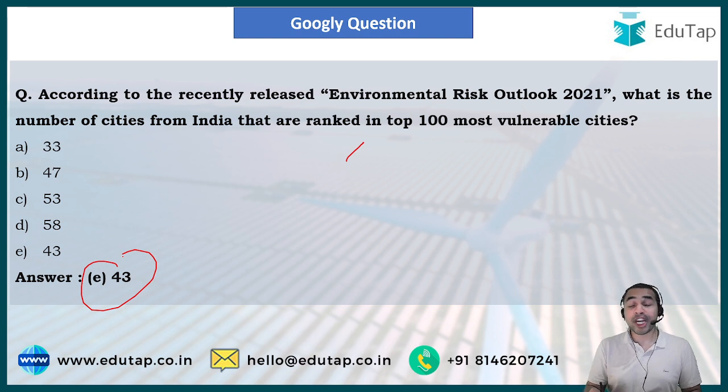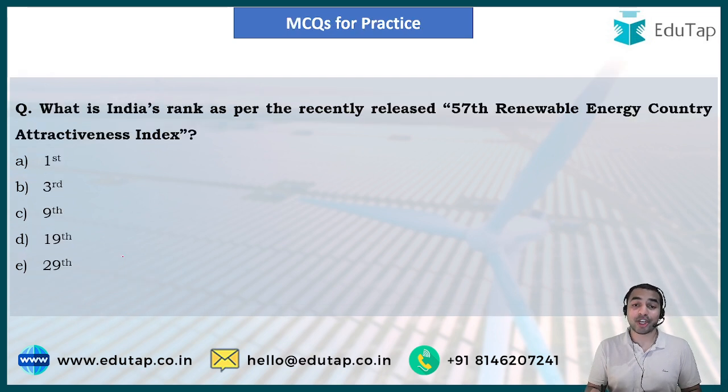So guys, now let us move on to the question from the session itself, and the next question is, what is India's rank as per the recently released 57th Renewable Energy Country Attractiveness Index? And guys, see, this is once again from the very most important pillar, that is India's rank. And guys, the options are 1st, 3rd, 9th, 19th and 29th.